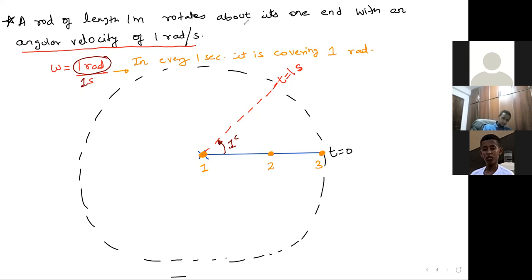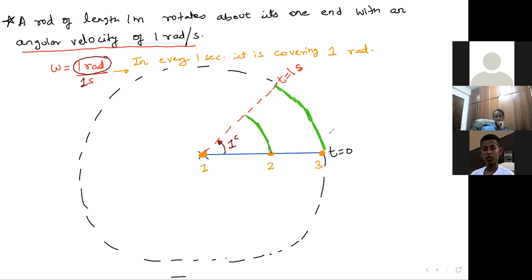Now tell me one thing. When the rod traveled from time t is equal to 0 to time t is equal to 1, can I say particle 2 has traveled this path? Agreed? And particle 3 must have traveled this path. Do you agree with this or not? They reached at the same time, correct?